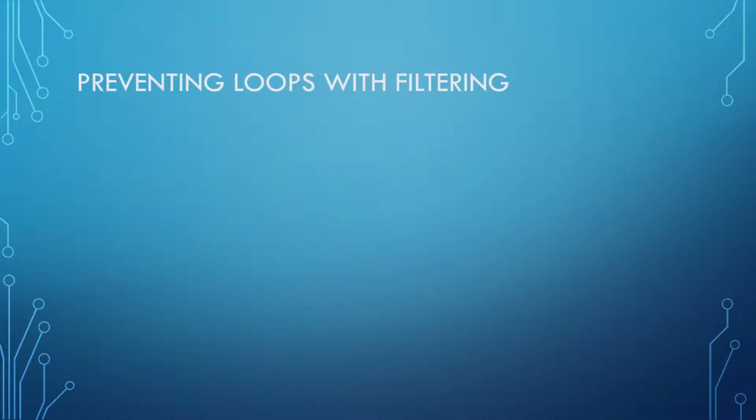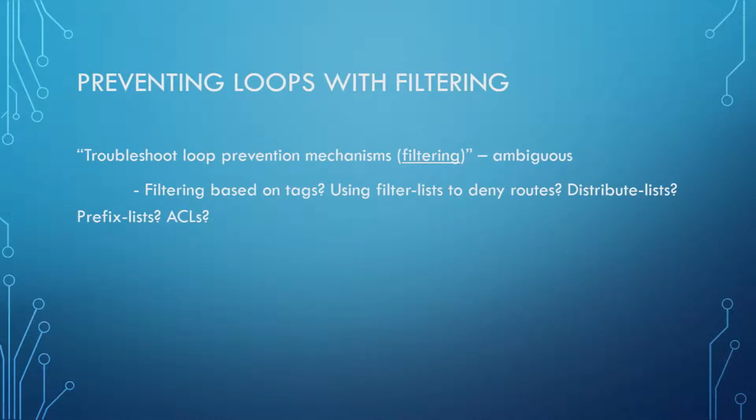So starting off with filtering. Now it's quite an ambiguous or vague term, so we're looking at that examination topic: troubleshoot loop prevention mechanisms, filtering, that's all it says. So what is that referring to? Are we filtering using tags? Are we using actual filter lists, distribute lists, prefix lists, ACLs, and how they all interact? It's kind of vague, so I thought the best approach is to make sure that we cover pretty much everything I just mentioned there.